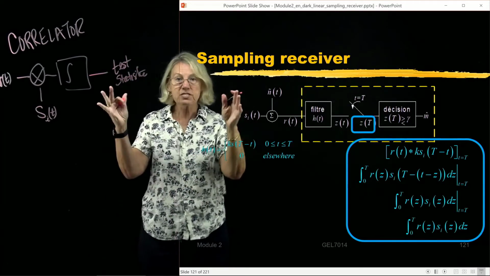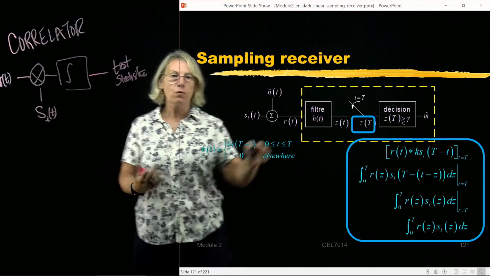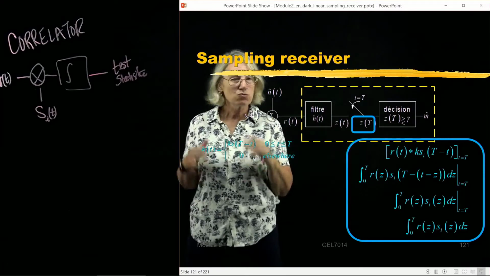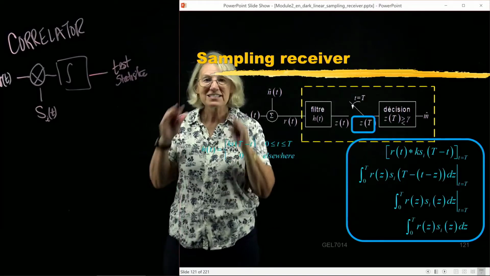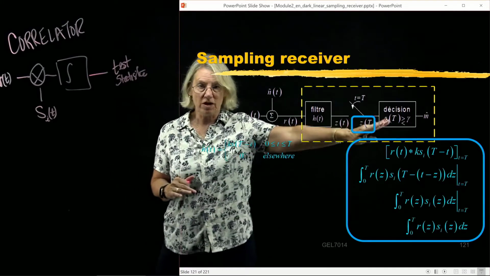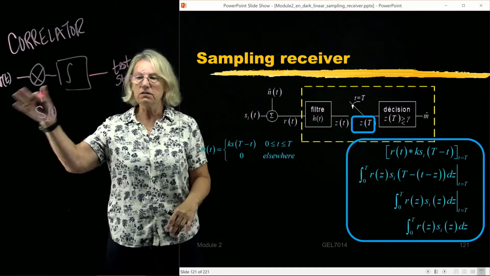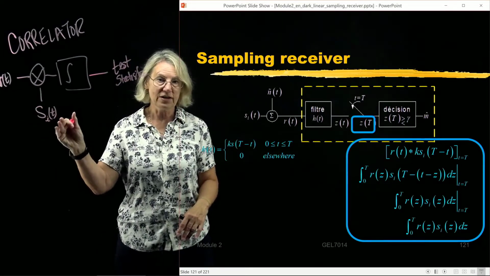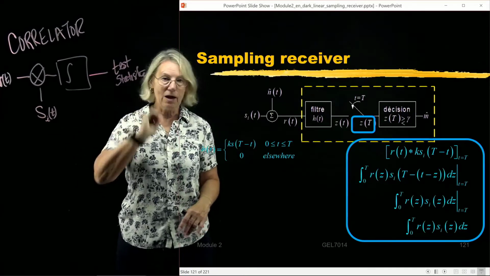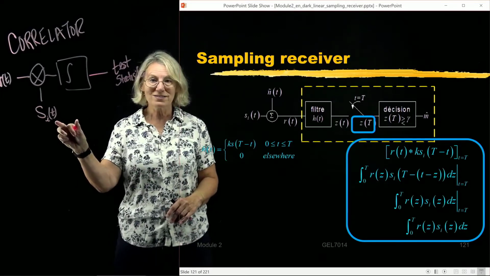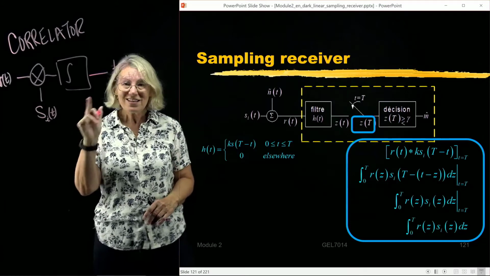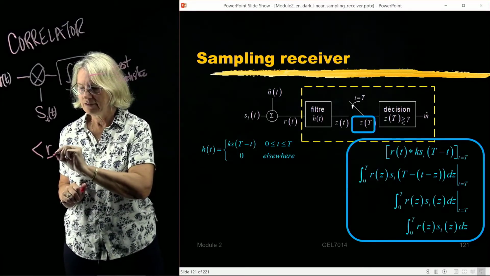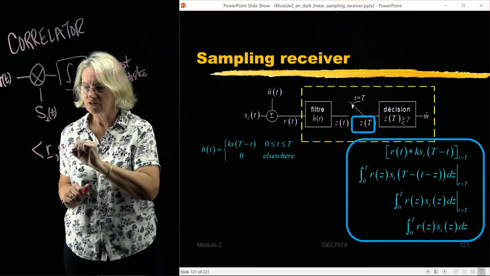The sampling receiver is what we call a matched filter because it filters and then it samples. But it's really equivalent to saying, forget this structure, take the received signal, correlate it with one of the transmitted symbols and get an output. So why is this important? Because this is the inner product in signal space.